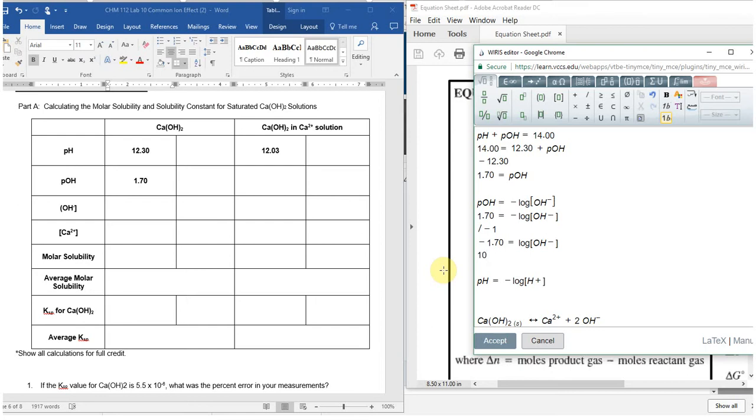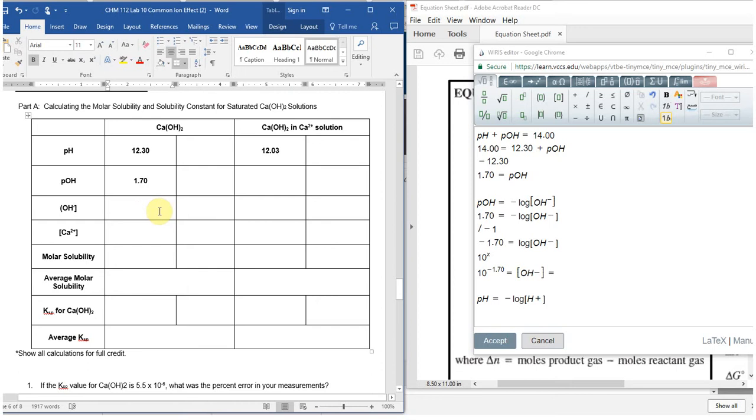We're going to take the anti-log, which depending on your calculator is either 10 to the x or 10 to the caret. So we're going to take the anti-log of both sides: 10 to the negative 1.70 equals my hydroxide ion concentration. Because of how you round, I'm going to go ahead and do scientific notation. 2.00 times 10 to the negative 2.